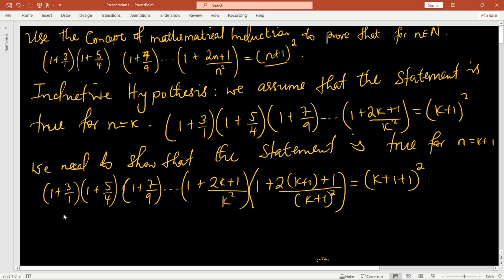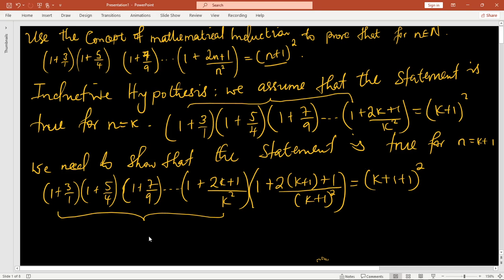Now, when you look at these terms here, starting from the first term all the way up to the k term, you notice that these give us the inductive hypothesis, or they give us the left hand side of the inductive hypothesis. So what do we need to do here? Where there are these terms, we can just substitute with the right hand side of the inductive hypothesis.